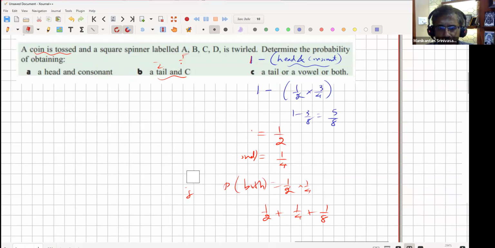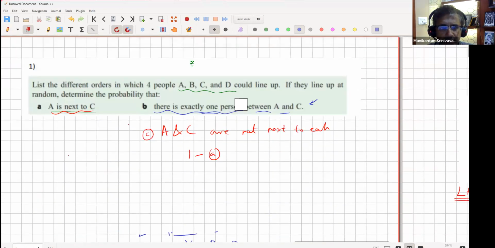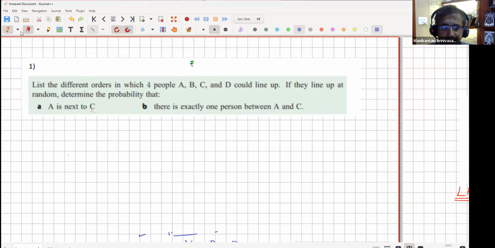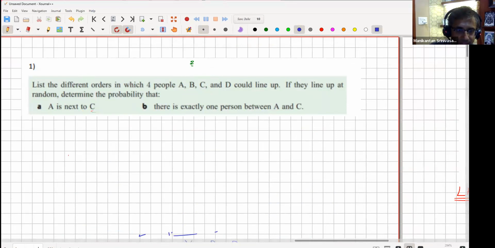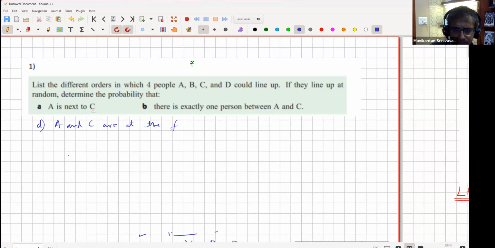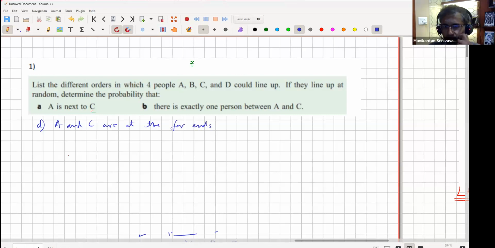Okay. So going back to the previous question, I was thinking of one other problem. Let's stick with ABCD itself. I'm going to ask one other question on this one. What is the probability that, we already did a C part on this, so I'm putting a D part on this, A and C are at the far ends?